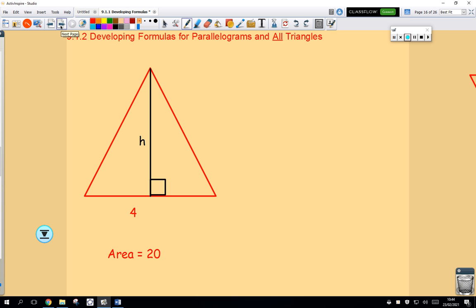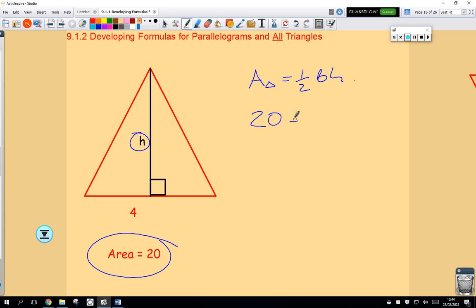Here's an example where I'm given the area of the triangle, I'm given the base, I'm trying to find the height. The area of a triangle we know is a half times the base times the height. Substituting in here 20 for area. 20 is equal to half times the base of 4 times the height h. So 20 is equal to 2h. Divide on both sides by 2.